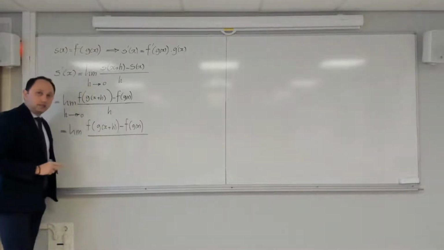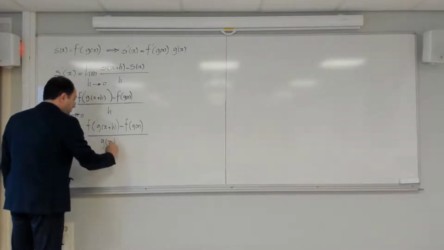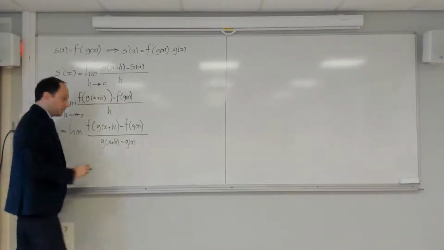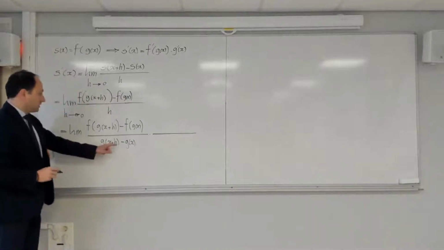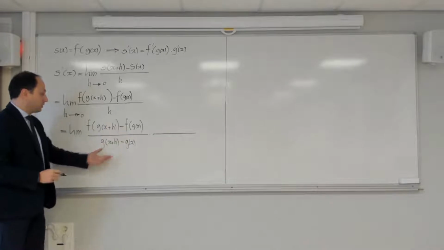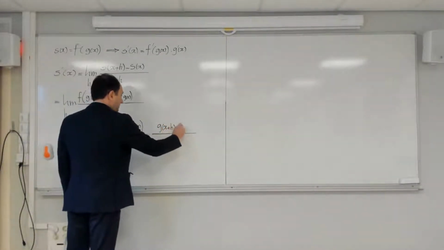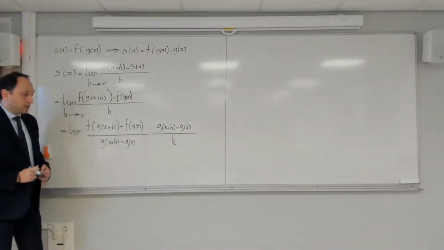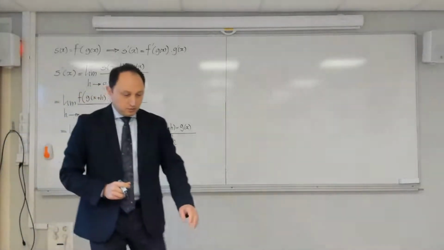Instead of dividing it by h, I divide this expression by g of x plus h minus g of x. But I have to compensate for this change, yes? So because the denominator was h, I am writing it in this form. So if I want to compensate for that, I would multiply it by this expression. Yes, hopefully understandable.